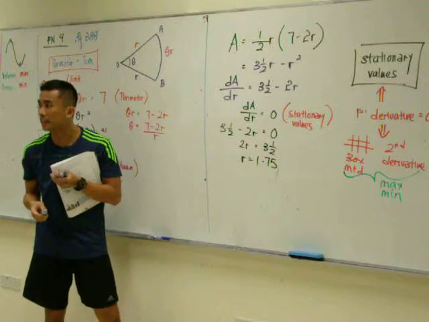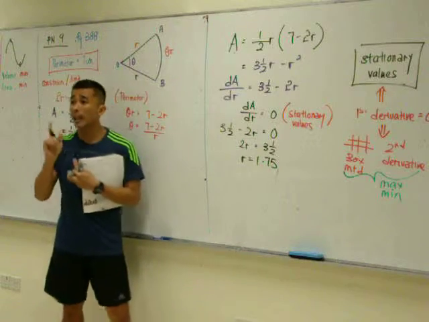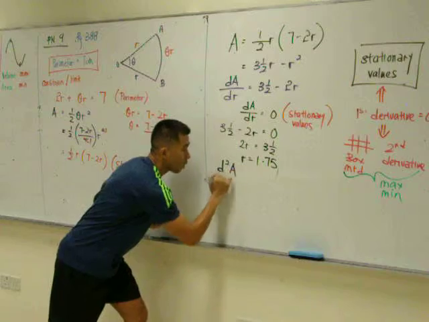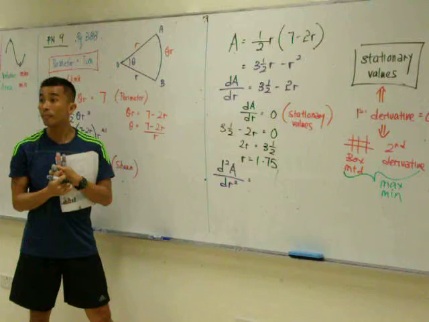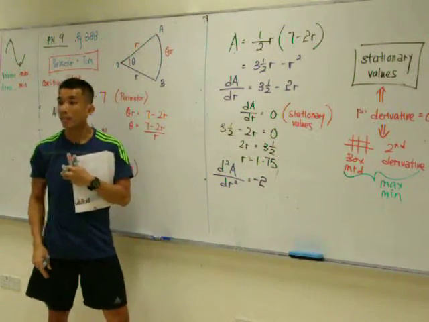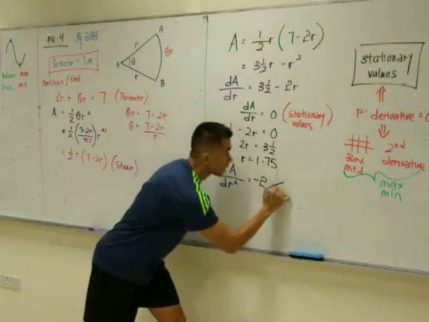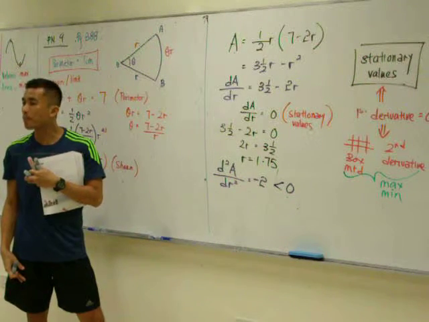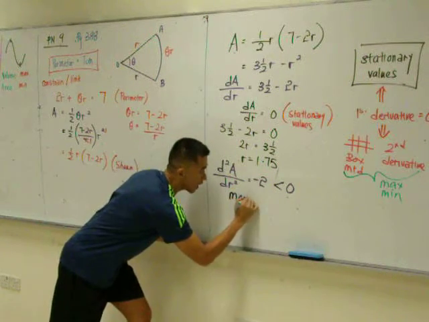It's super easy. If you do the second derivative right now, how do I write the second derivative, Josiah? d squared A over dr squared. And can you give me the answer? Negative 2. Come on, do we even need to substitute inside? This answer itself is less than 0 or more than 0? Less than 0. If it's less than 0, do you conclude it's maximum or minimum? Maximum.